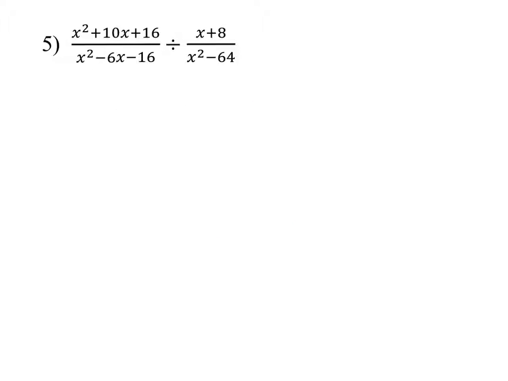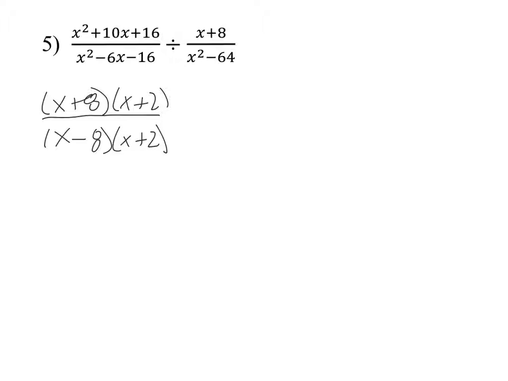And division. First step is always factor. X plus 8, x plus 2. X minus 8, x plus 2. Divide. I can't do anything with that x plus 8 on top. Can't take anything out, so 64 is that special number: x plus 8, x minus 8.